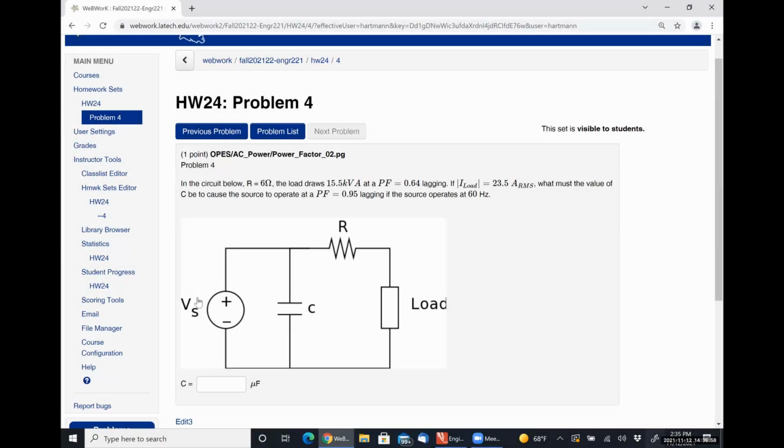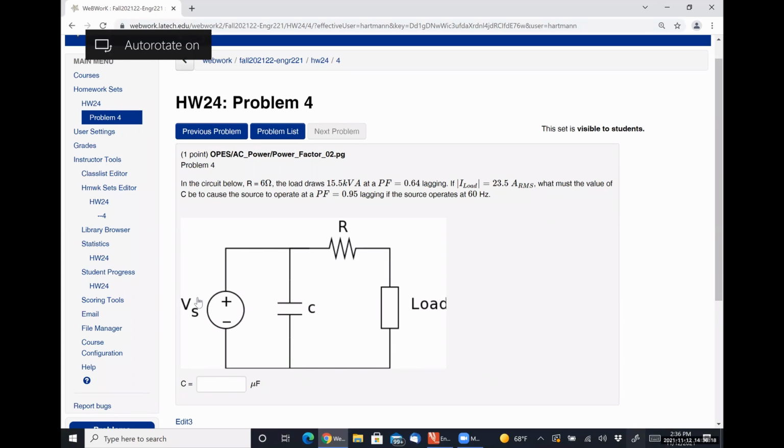All right, let's look at homework 24, problem 4. So this is actually that power factor correction one that I said was going to be annoying. Apparently it took Dr. Schwanbaum 40 minutes to do it. So my goal is less than 40 minutes. I sincerely think it'll take significantly less time than that.